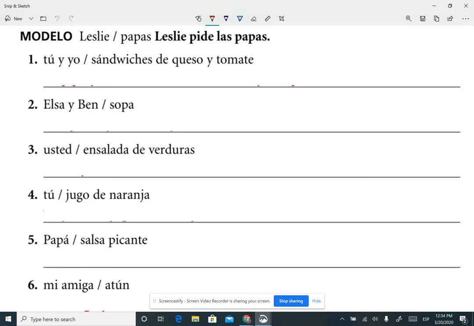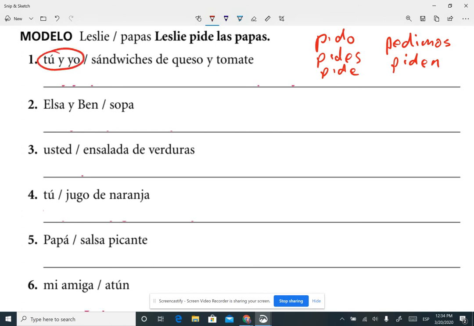Here in this section, the instructions want you to use pedir. So our only options are going to be pido, pides, pide, pedimos with an E, and piden with an I, right? Unless we're using the vosotros form in Spain. So here we have two people, so automatically, without doing anything else, we know it has to be either piden or pedimos. So you and I, we order sandwiches, cheese and tomato sandwiches. I'm not sure if that's a thing, but anyway, that's what our sentence is going to say.